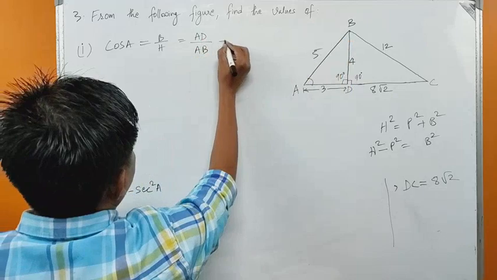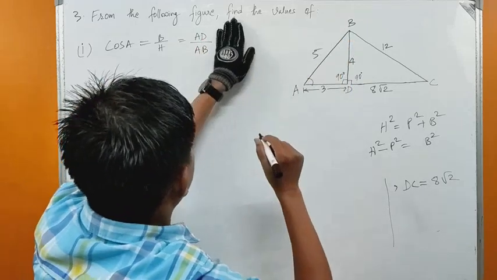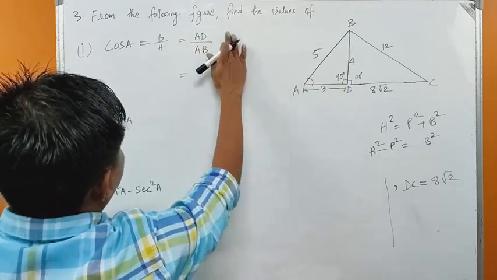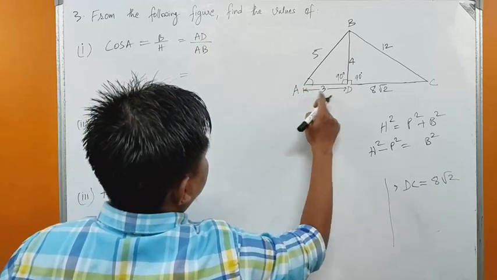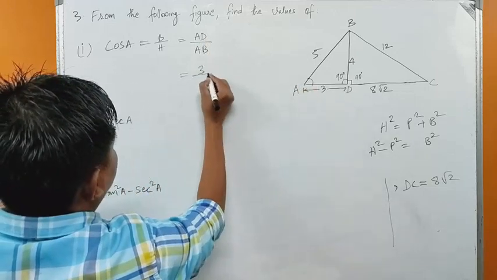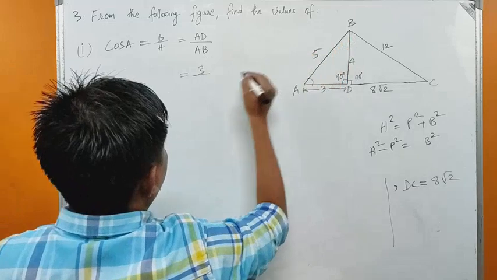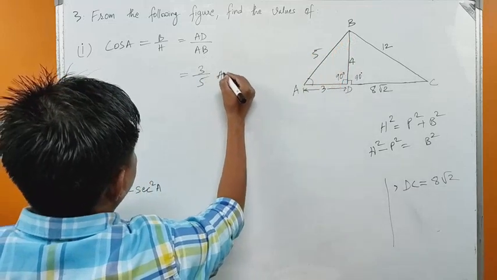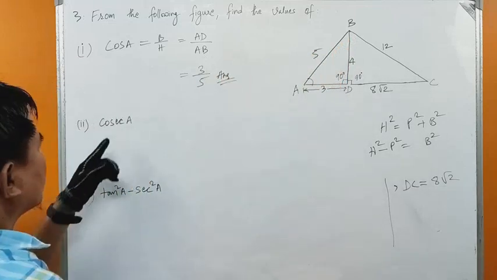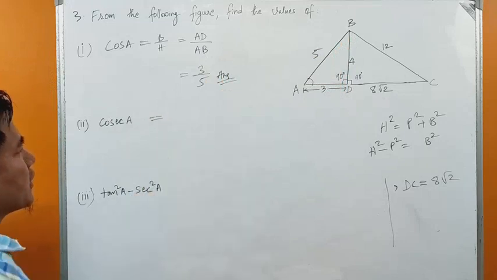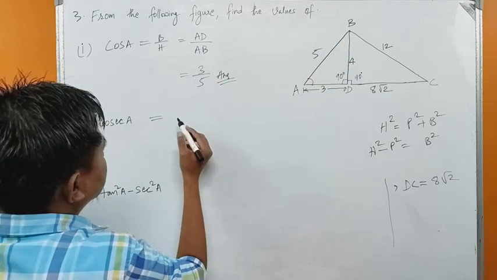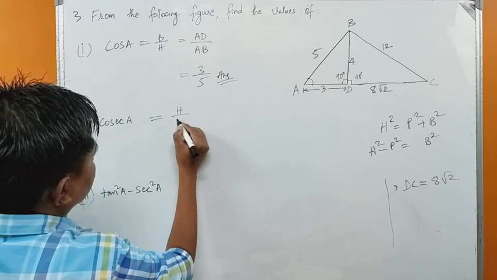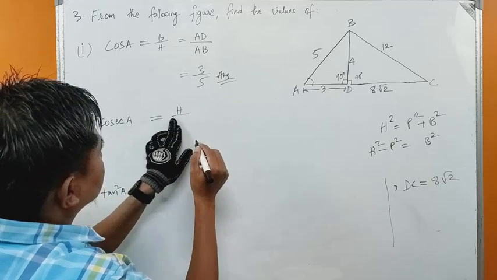Okay, so let us write what is the value of AD. AD is 3 upon AB. AB is 5. So 3 upon 5 is the answer for question number 1. Now cosec A. What is cosec A? So cosec theta is hypotenuse upon perpendicular, isn't it?